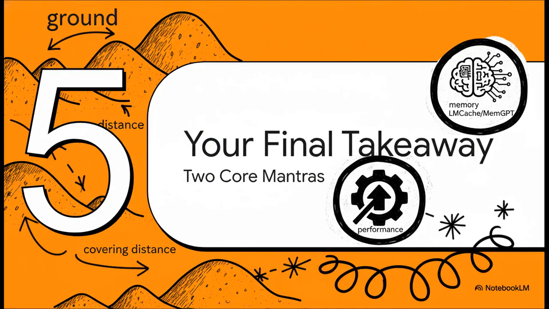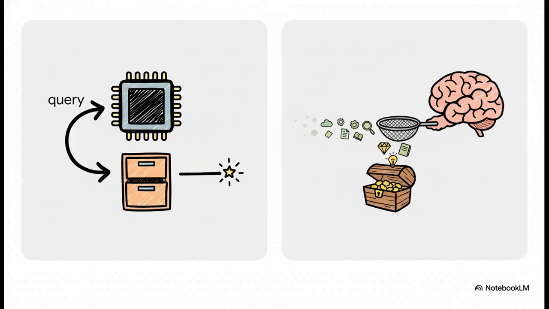We've covered a lot of ground here, so let's just boil this whole explainer down to 2 simple, powerful mantras that you can take with you. For LMCache, the mantra is simple: don't recompute what we already know. It is all about pure, raw efficiency. For MemGPT, the mantra is decide what is worth remembering. It's about strategic, cognitive intelligence. You see? One is about saving compute cycles, the other is about saving thoughts.